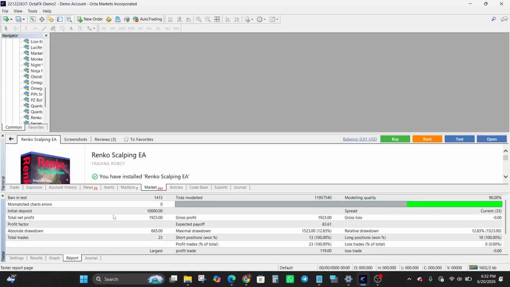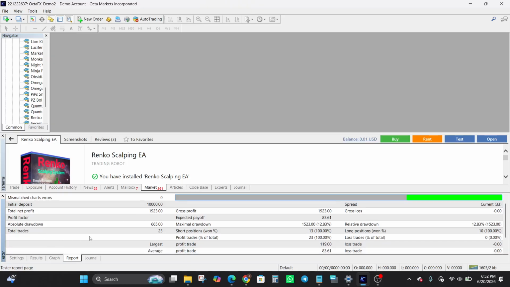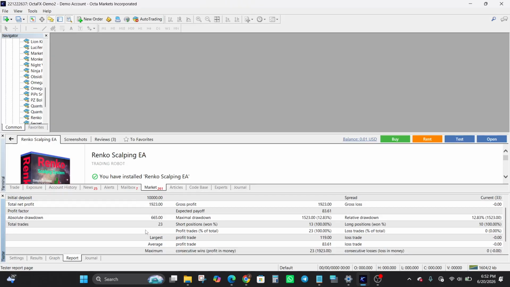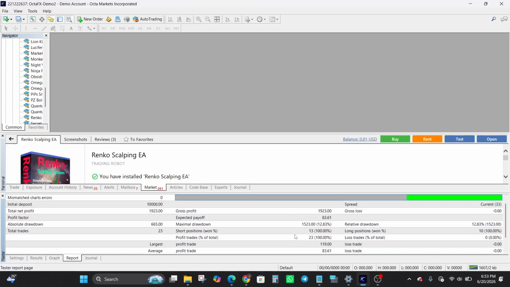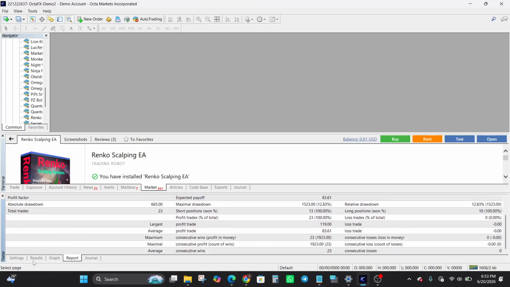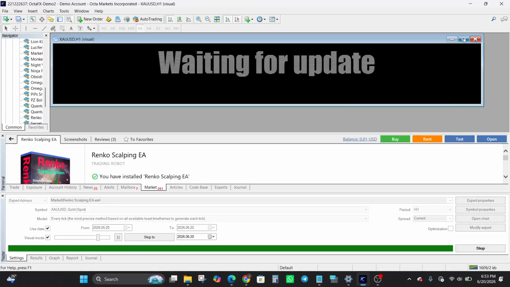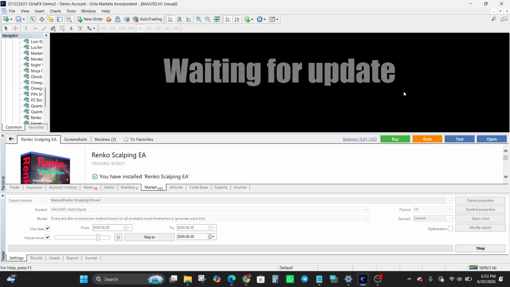And then here, from an initial deposit of $10,000, the total net profit is $8,923. The total trades taken were 23, out of which all of them were profitable, the entire 23. The largest profit was $119. The average profit was $83.61. And then here I can see that the relative drawdown was 12.83%, maximal drawdown 12.83%. That's kind of fair though. Let's go turn on the visual so we can also see this EA in action.